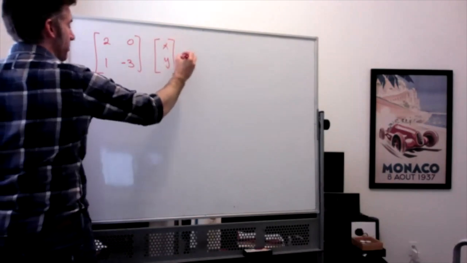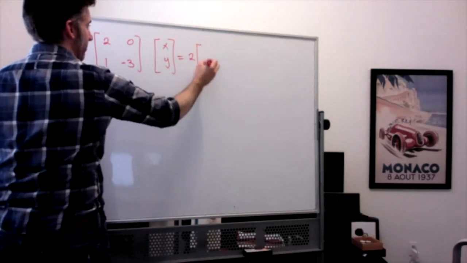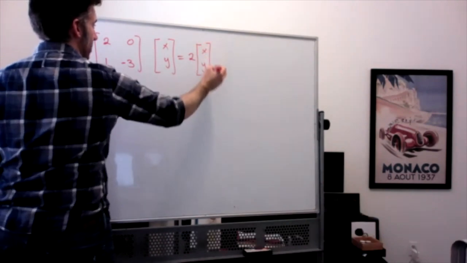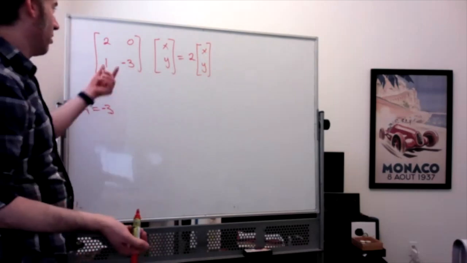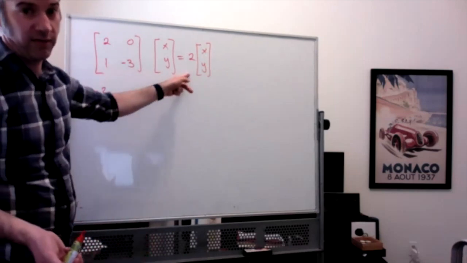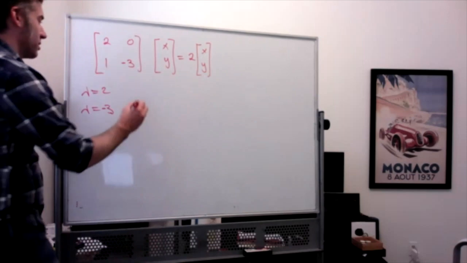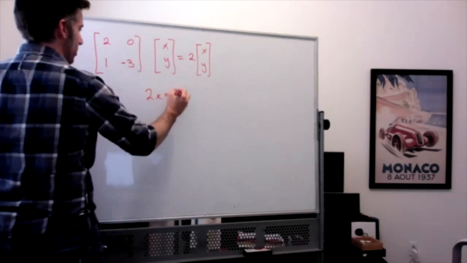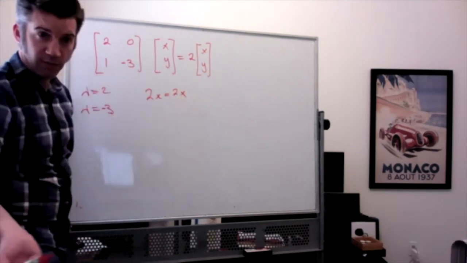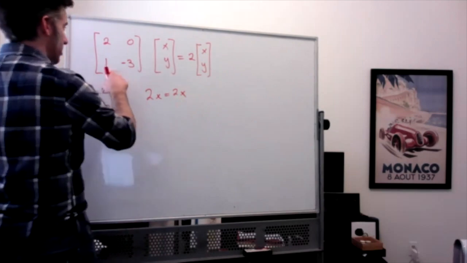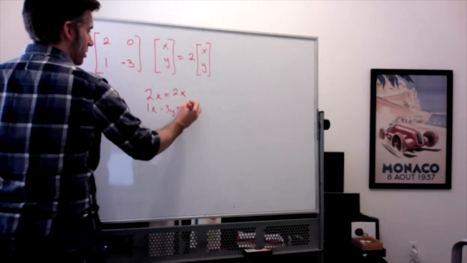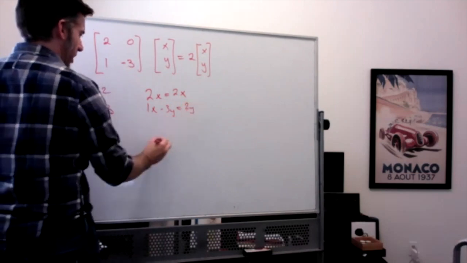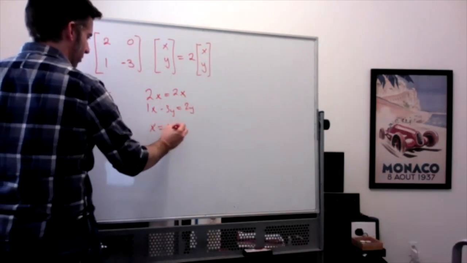So this time, since my eigenvalues are so nice, I'm finding the eigenvectors in the other way, which is where we just say our matrix times our eigenvector equals our eigenvalue times our eigenvector. So this is going to give me 2x equals 2x. It's not super helpful yet. So I'm going to use the second equation, 1x minus 3y equals 2y. Adding 3y, I get x equal to 5y.